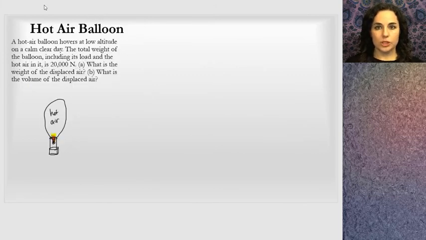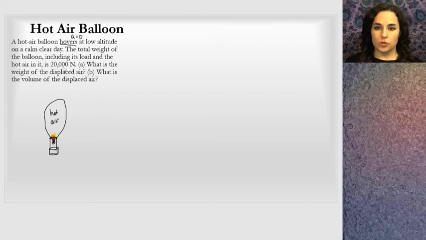The last problem I chose for us to work on is the hot air balloon. A hot air balloon hovers at low altitude, so if it's hovering, the acceleration equals 0. It's hovering at low altitude on a calm, clear day. The total weight of the balloon, including its load and the hot air in it, is 20,000 newtons. Two parts here. What is the weight of the displaced air, and what is the volume of the displaced air?